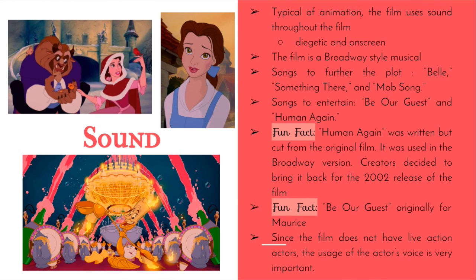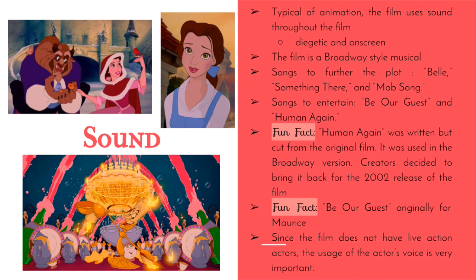So the songs in the film have two primary purposes: to further the plot and to entertain. So naturally, this is a children's movie, but they still do a very good job of ensuring that the songs do one, the other, or both. Some songs that further the plot are Belle, Something There, and Mob Song, and some songs that entertain the viewer are Be Our Guest and Human Again.